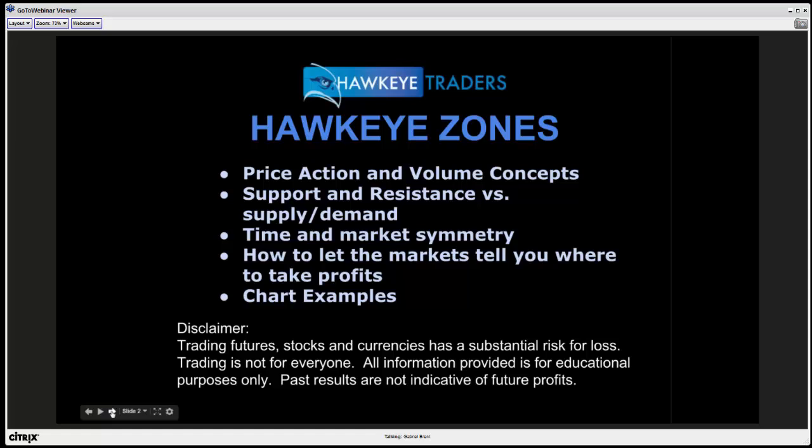But before we get into all that, let's explain a little bit more theory first. And before we get too deep into the theory, just realize that with trading, there is substantial risk of loss, and past results are not indicative of future profits.